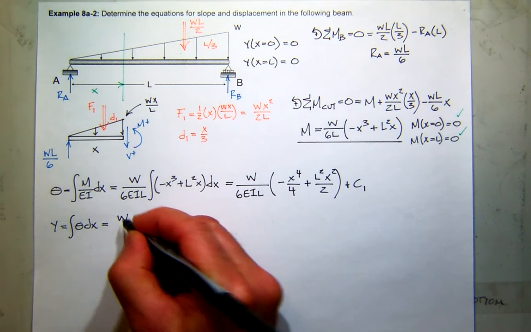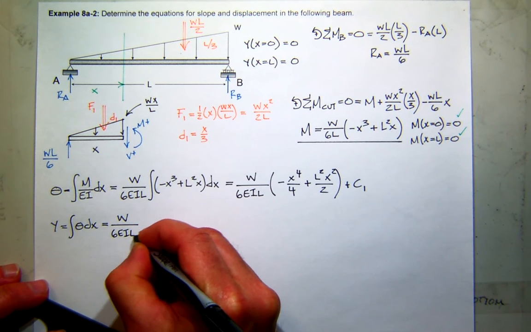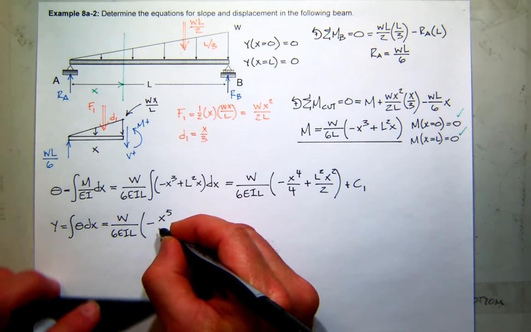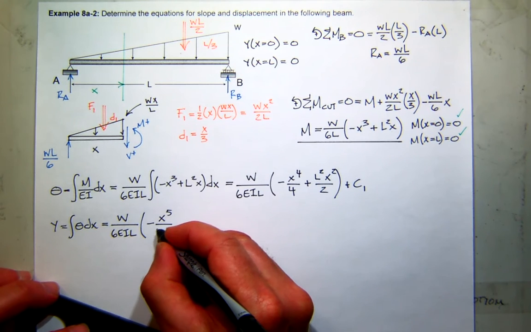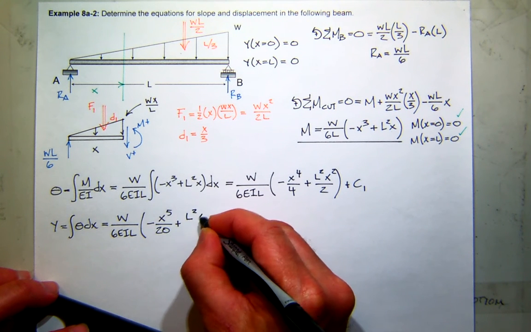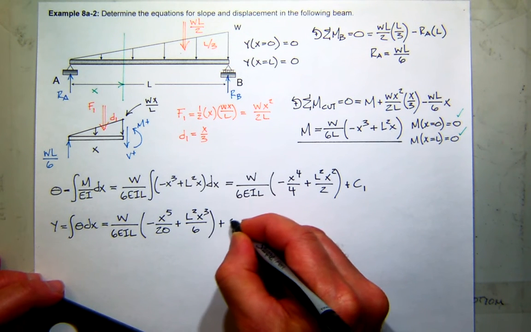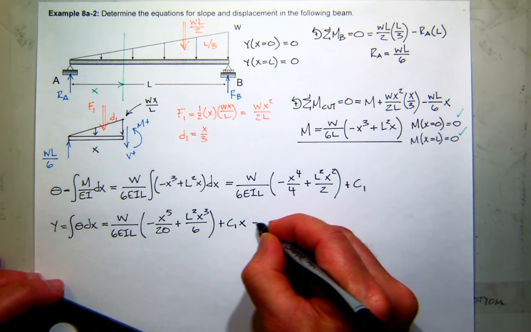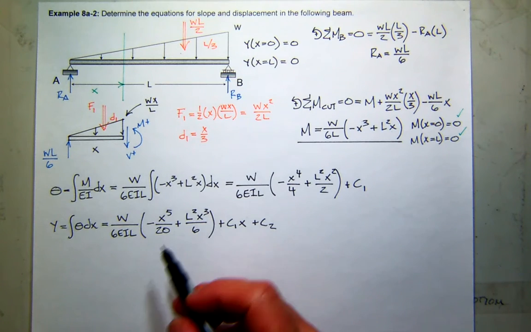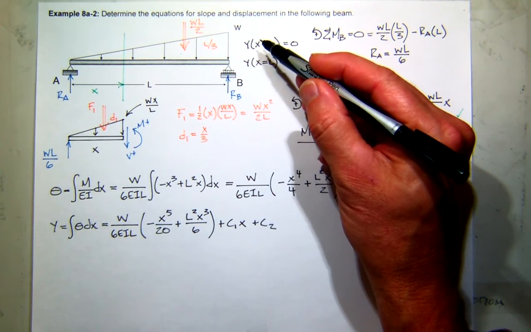So again, I have the same constant sitting out there, 6EIL. Integrate this guy, I get x to the 5th over 20 plus L squared x cubed over 6 plus C1 x, and then a new integration constant, C2. So now I can go back up here and get my boundary conditions where I know that the displacement has to go through these 2 points.